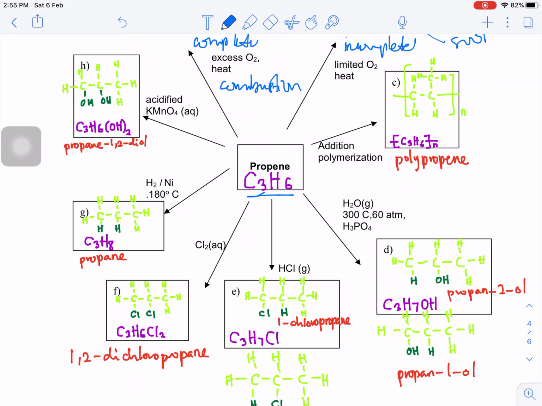Okay. This one is addition polymerization. Addition polymerization, kalau you all nak buat equation dia, you all just boleh buat macam ni. N, kemudian dia jadi yang ini. Buat bracket terus gini. Or you can draw like this.